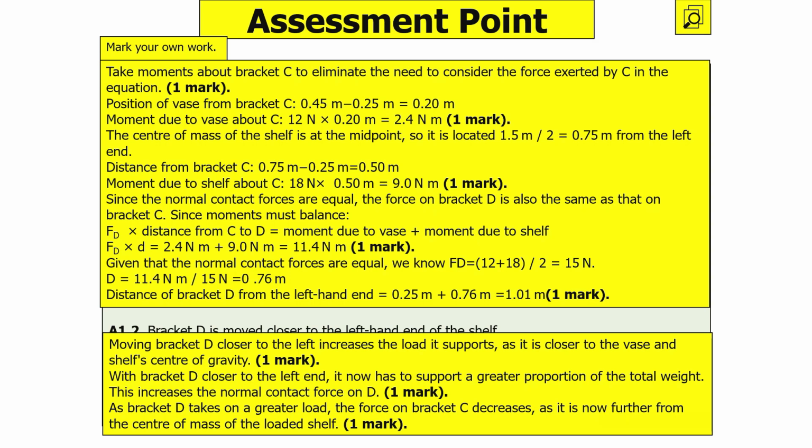Now, moving bracket D closer to the left increases the load it supports as it's closer to the vase and the shelf's centre of gravity. With bracket D being closer to the left end, it now has to support a greater proportion of the total weight. So this will increase the normal contact force on D. As bracket D takes on a greater load, the force on bracket C decreases as it's now further from the centre of mass of the loaded shelf.